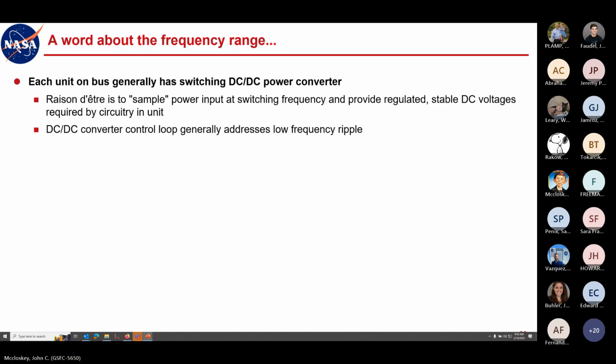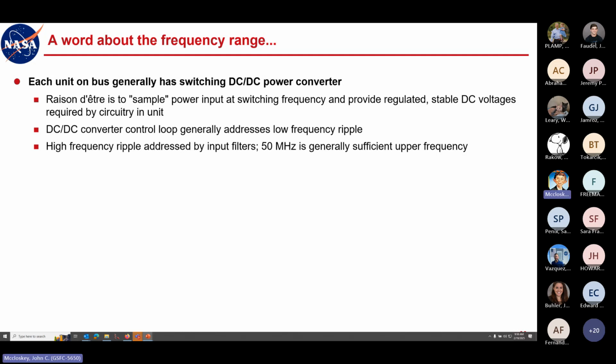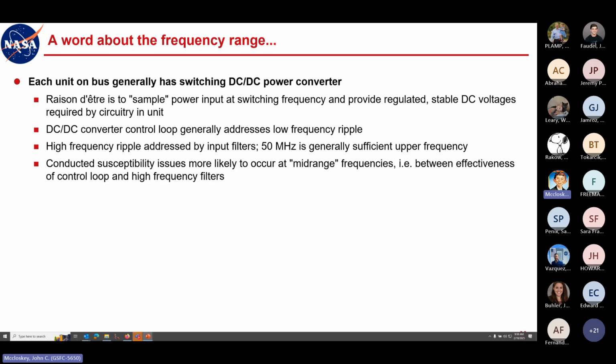So that control loop by design is addressing low frequency ripple. The high frequency ripple is addressed by your input filters. You usually have a pretty significant EMI filter on the front end, a healthy capacitor bank, and maybe some inductance in series prior to it. And so that filter knocks out that high frequency ripple so that it doesn't even get to the power converter. And we generally consider 50 megahertz to be a sufficient upper frequency for any power quality concerns, because anything above 50 megahertz is just going to get squashed by those input filters and won't be an issue.